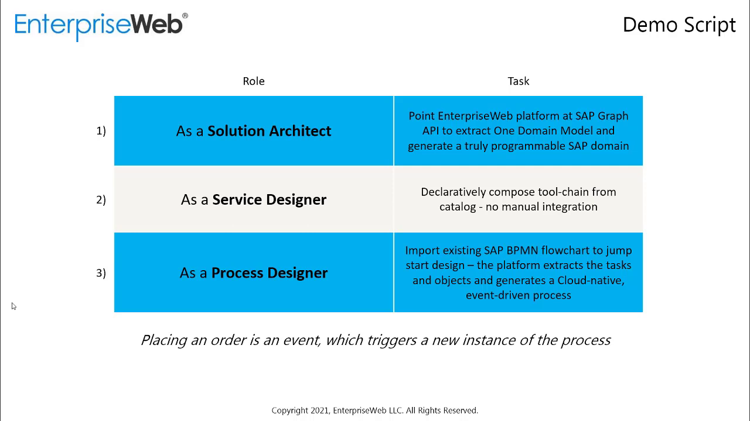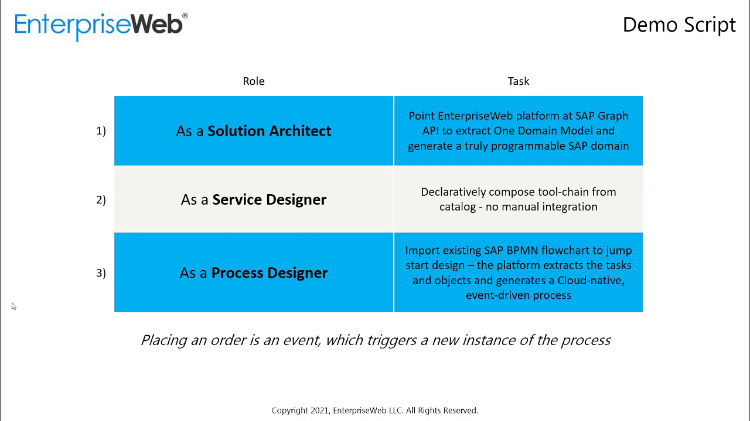He's going to come in as a solution architect who's going to work with the one domain model. He's going to import the SAP graph. He's going to access the SAP graph API to extract the one domain model. He's going to generate that truly programmable SAP domain within Enterprise Web. Then, as a service designer, he's going to compose the functional elements required for this new service. As a process designer, he's going to import the SAP BPMN flowchart to jumpstart the design. That's going to extract the tasks and the objects and generate a cloud-native event-driven process.